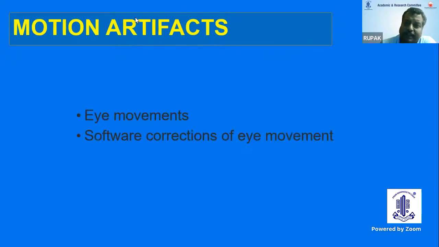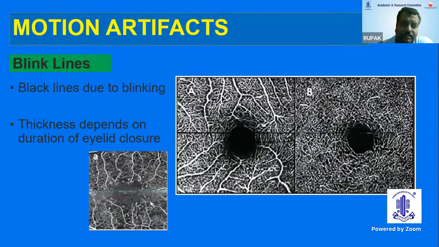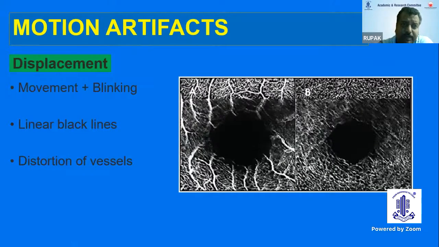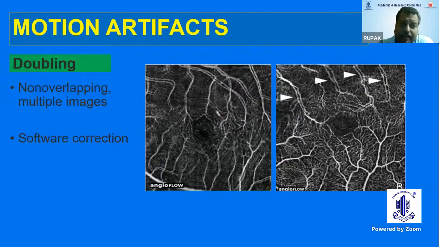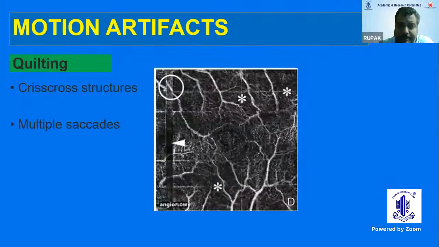So what are motion artifacts? They basically happen due to eye movements, and the software then does corrections for the eye movement, and we get artifacts. It is very common to see such blink lines when the patient closes their eyelid. So you can see the blink lines here. Also, due to displacement, we can have linear black lines and distortion of the vessels, which are again types of motion artifacts. Another type of motion artifact that you can see here is doubling or non-overlapping multiple images, which are again due to software correction.